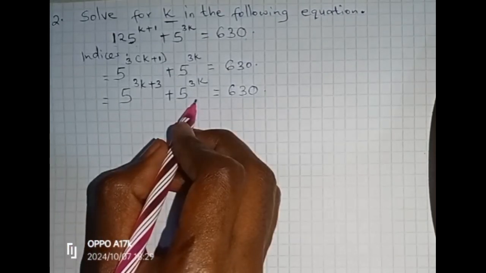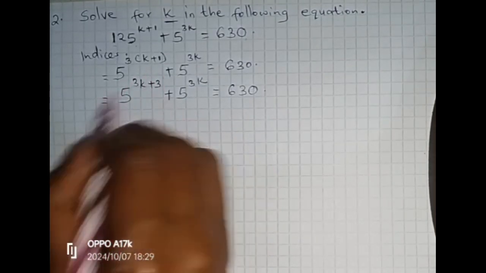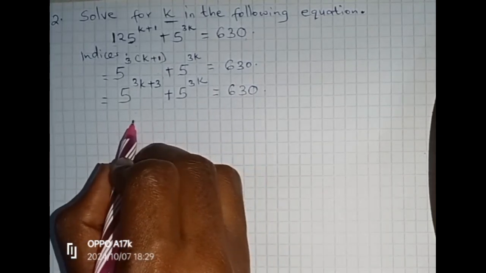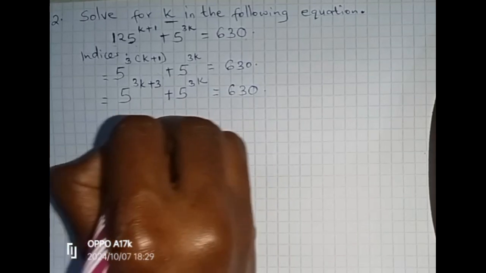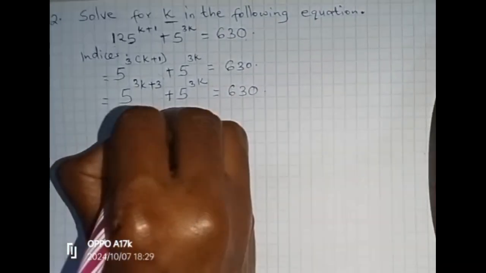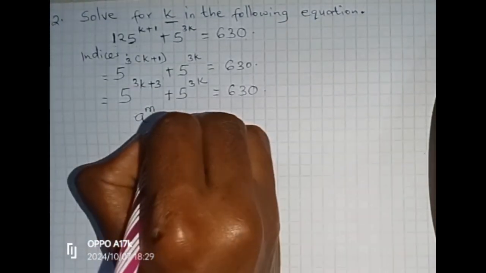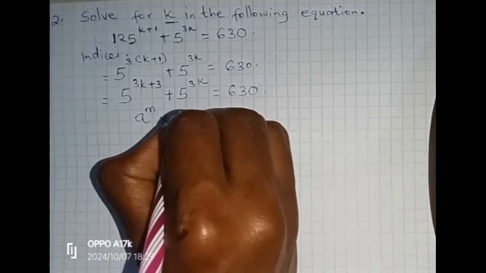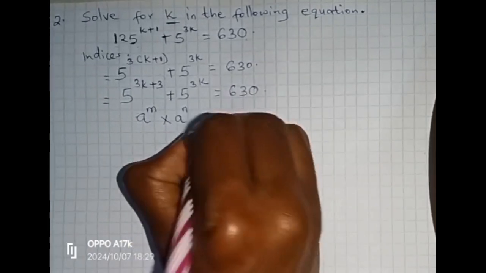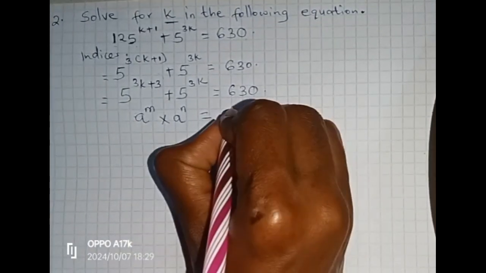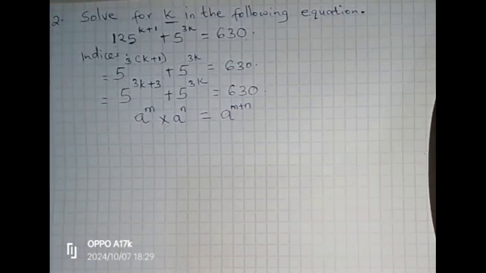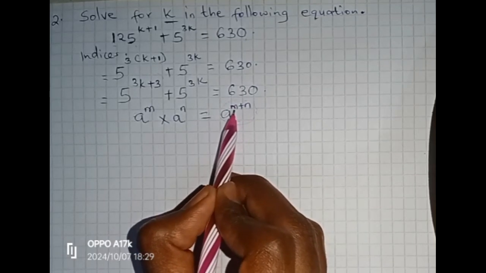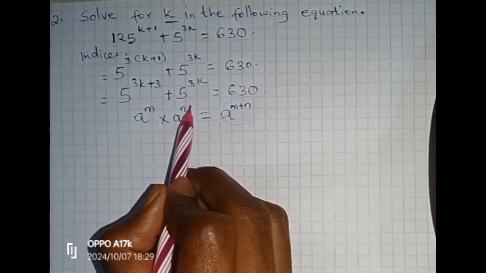Now we have simplified this one, but we can still simplify it. Remember there is a law of indices that says a to the power of m multiplied by a to the power of n is the same as a to the power of m plus n. Now this one is in the form of a to the power of m plus n. We want to make it in this form.